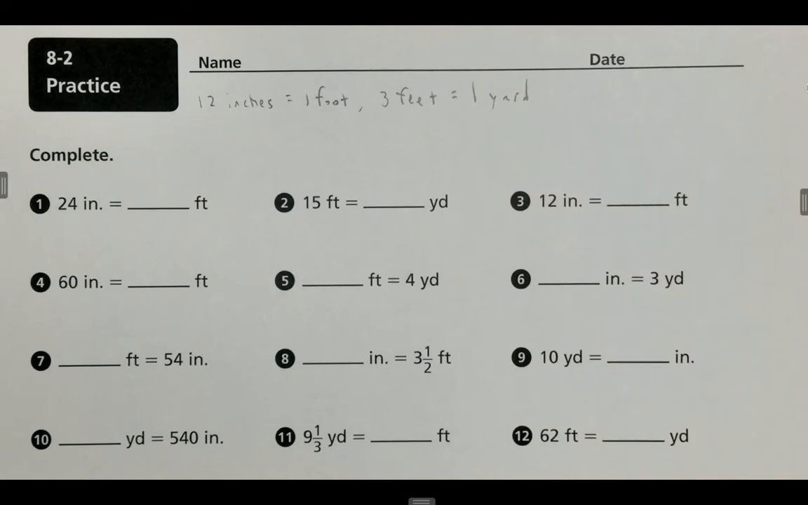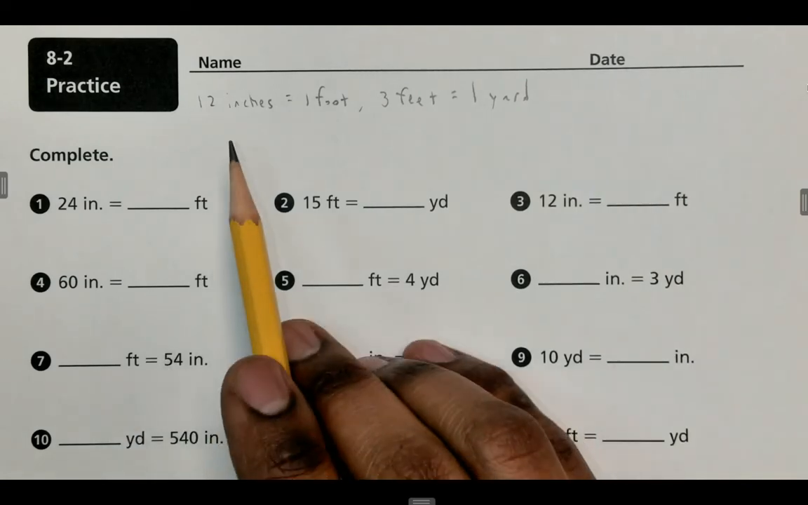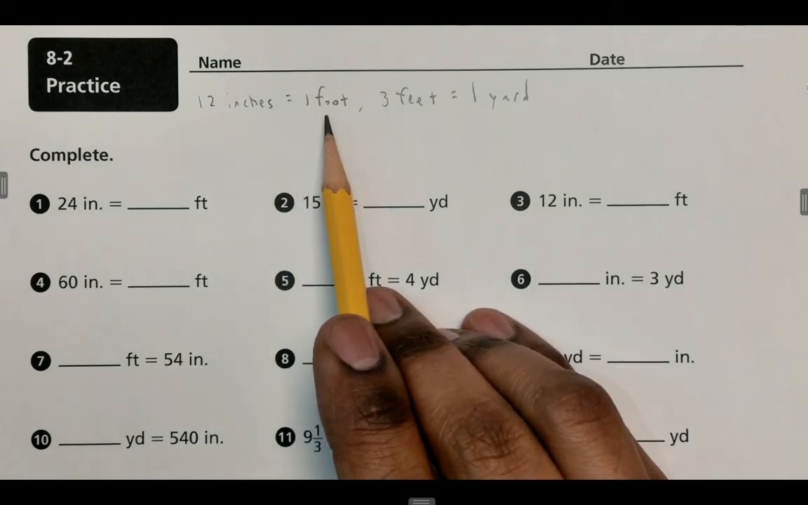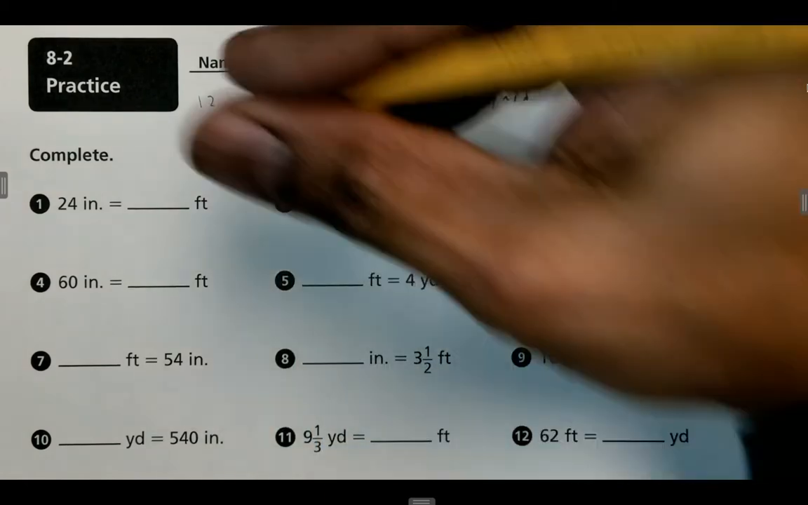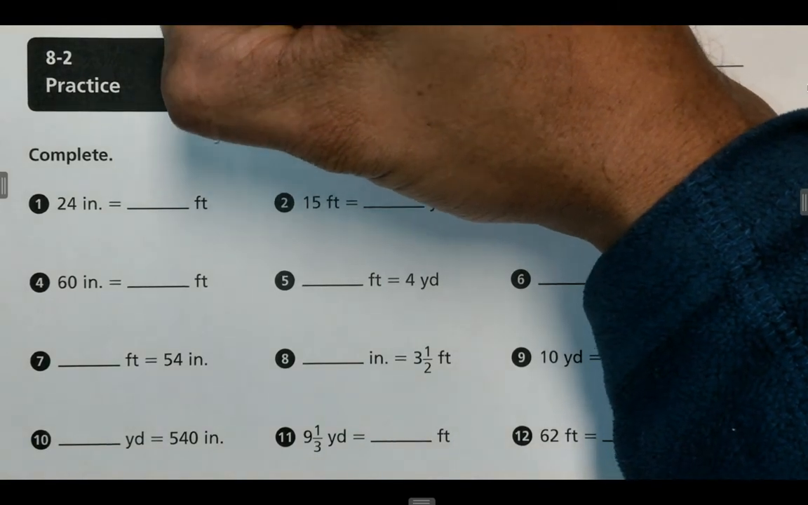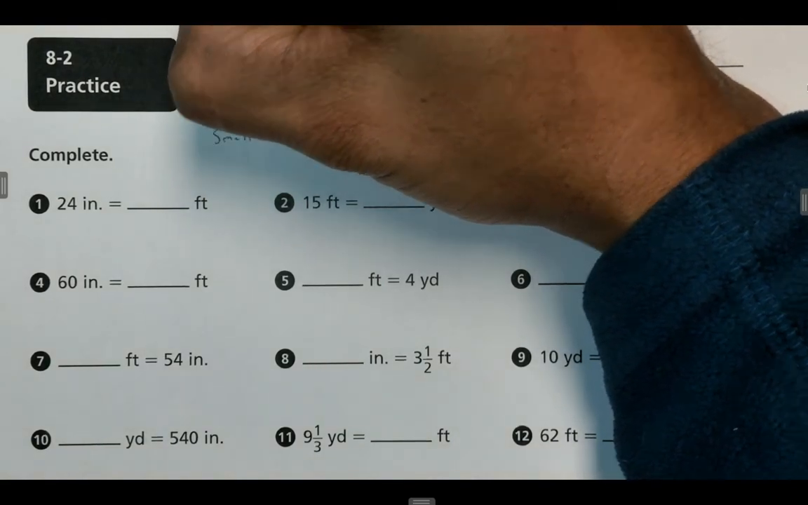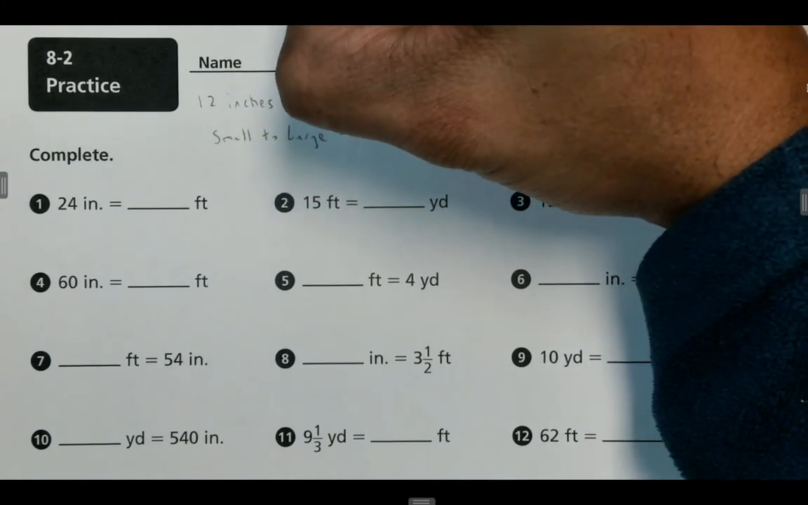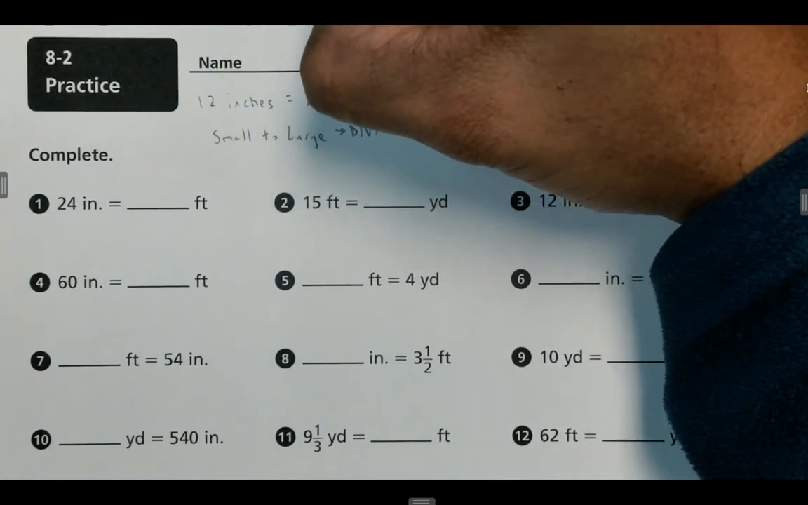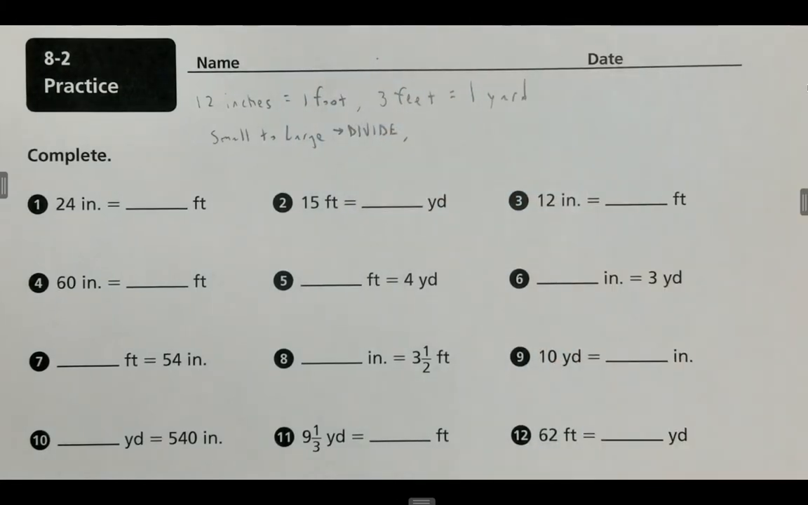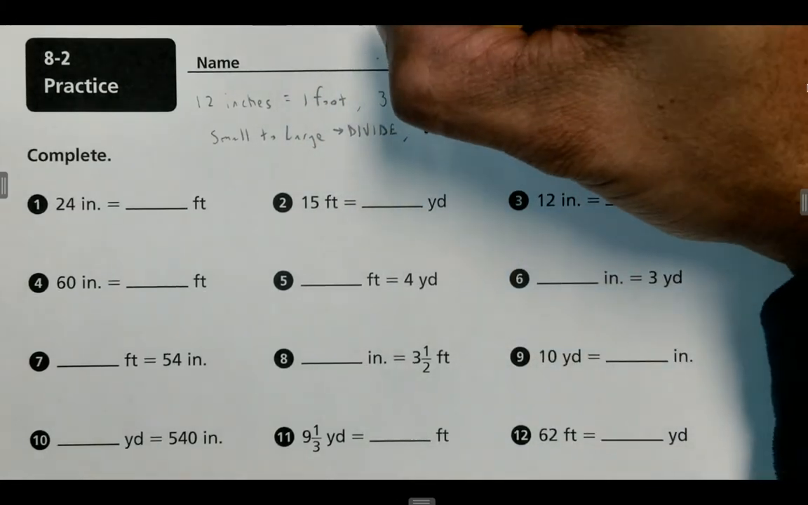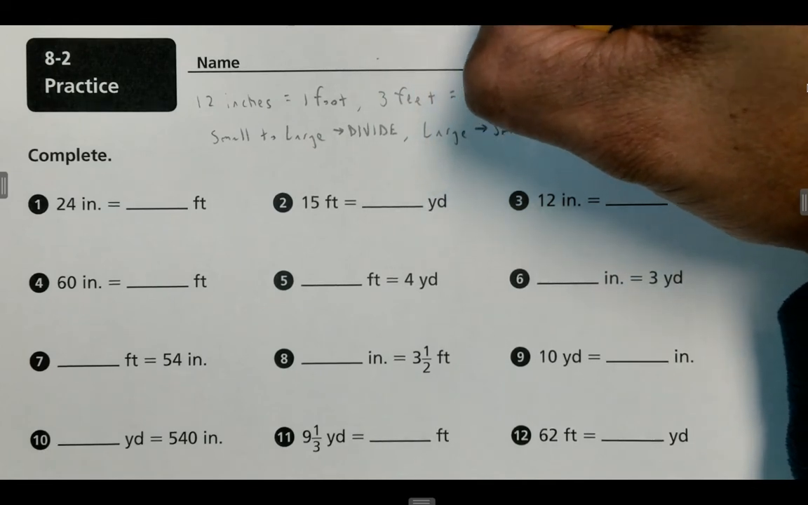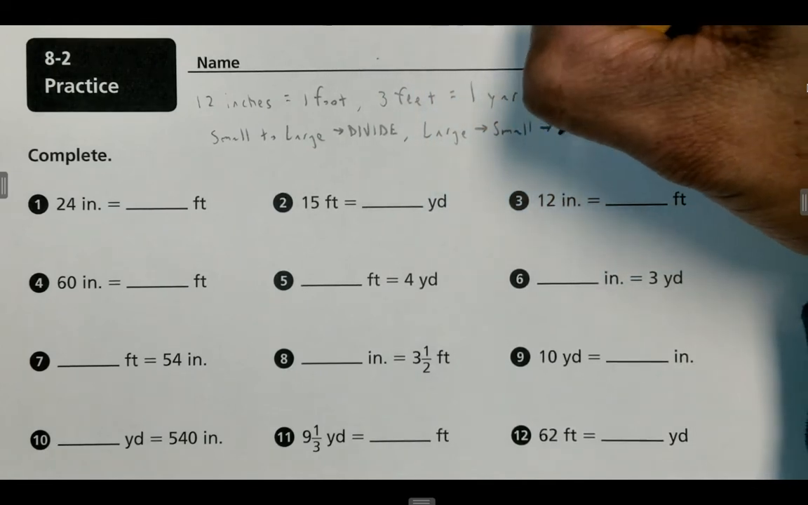Now, the other piece of the puzzle here is understanding that when you're starting with a smaller unit and going to a larger unit, you're going to be dividing. So small to large, divide. And then the opposite is also true. If you're starting with a larger unit and going to a smaller unit, then you will multiply.